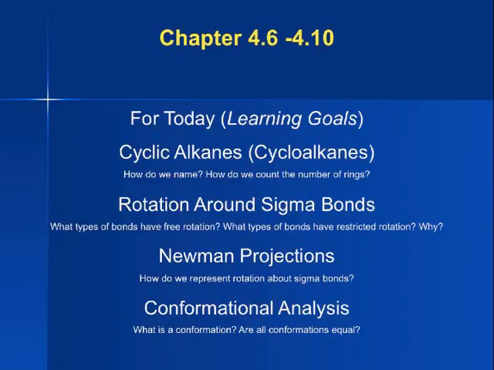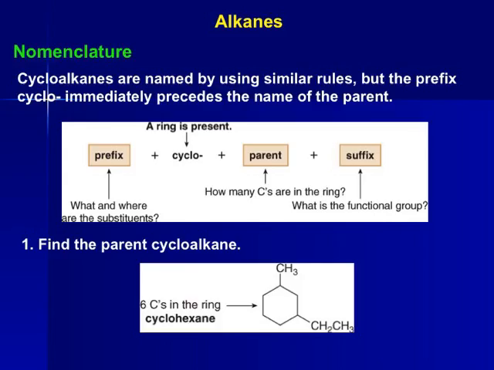So today we're going to continue on a little bit of nomenclature. We're going to talk about how we name cycloalkanes. We started on this a little bit. And then we're going to talk about how we can rotate around sigma bonds. We're going to talk about Newman projections and this concept of conformational analysis, which turns out to be very, very important overall.